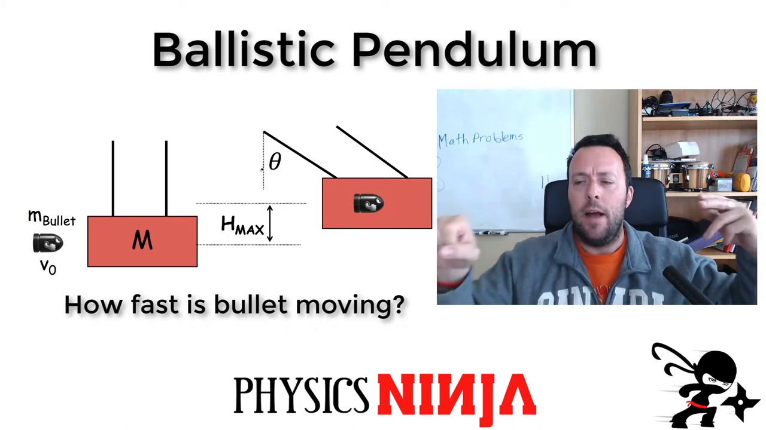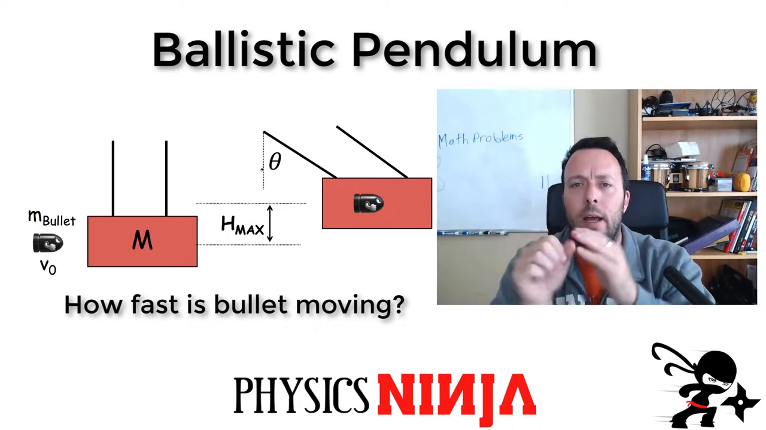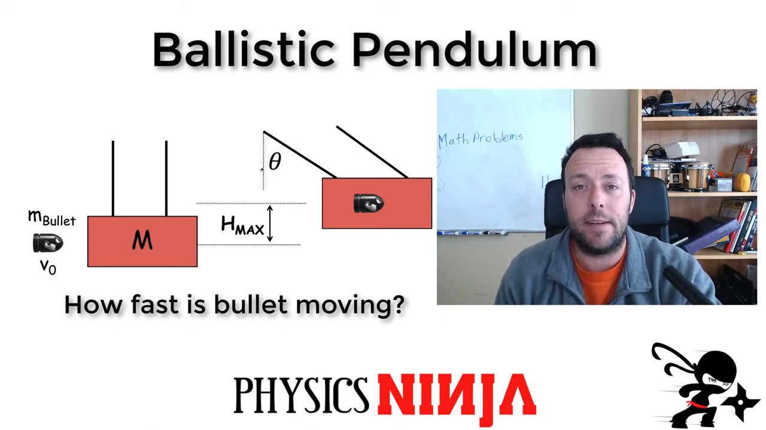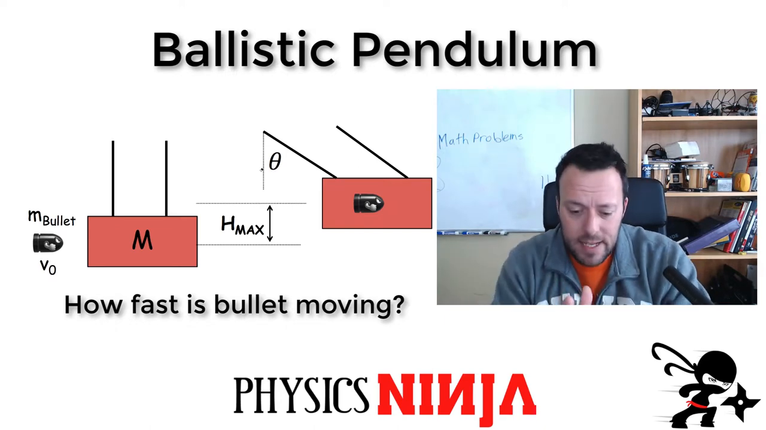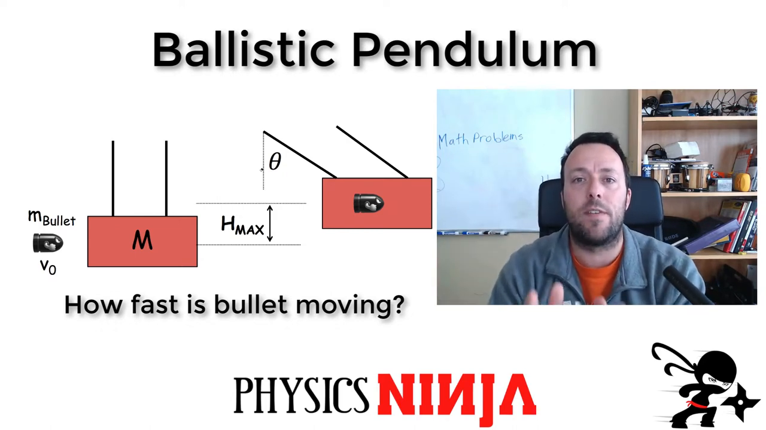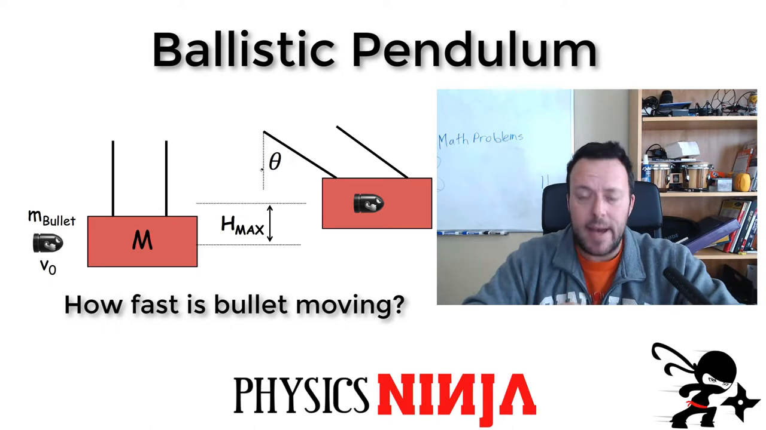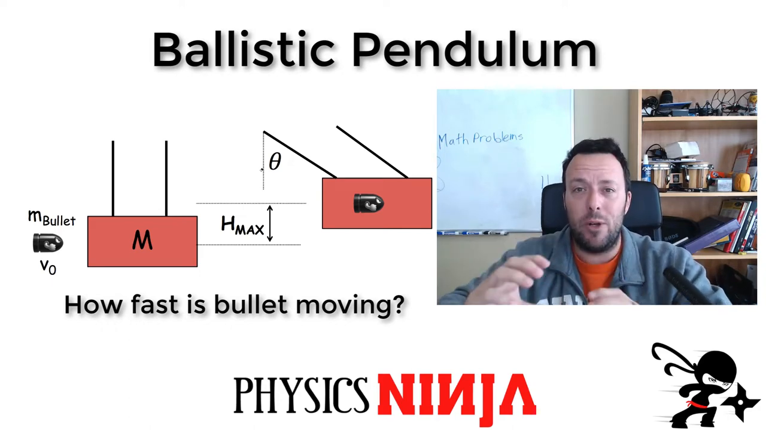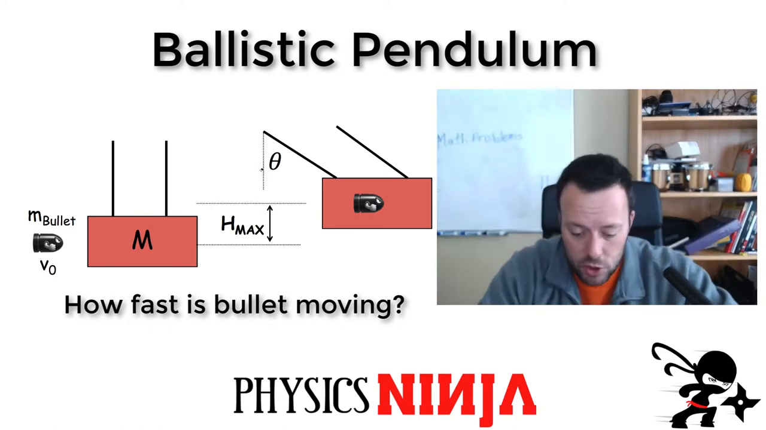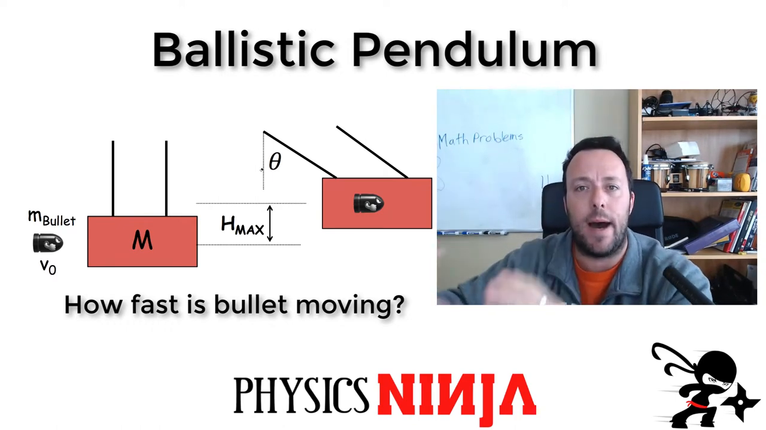Now what happens? That bullet is going to hit the block, it will splinter the block a little bit, and it's going to generate some heat. And eventually that bullet gets embedded in the block. And as it does that, everything starts to move. There's nothing stopping the block from moving. So the mass of the block and the bullet get combined and they start to move up. And they're eventually going to swing up to some maximum height.